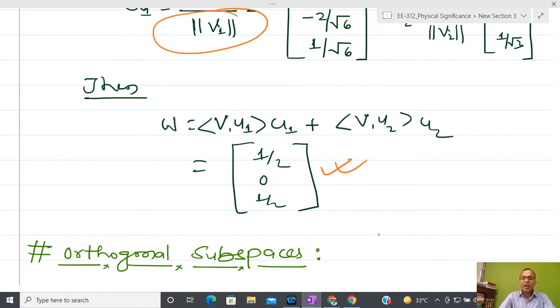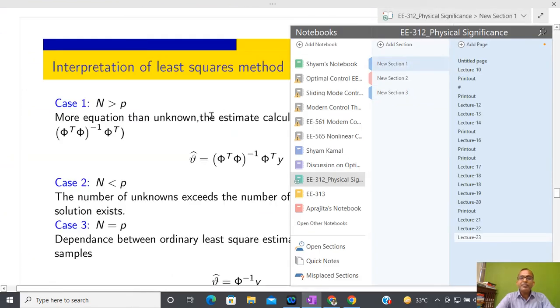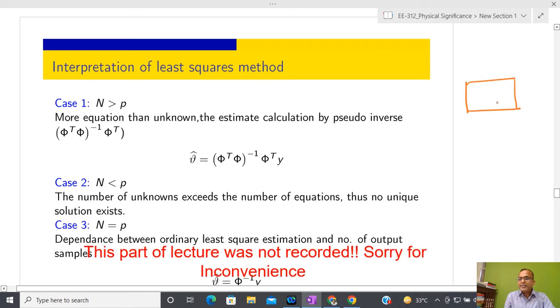Now I can use this result to interpret the least square estimation. First I will complete that part, and after that I will come to the orthogonal subspace. So in the previous class, what we have seen is that suppose I have some kind of system, a static system, that I have considered.